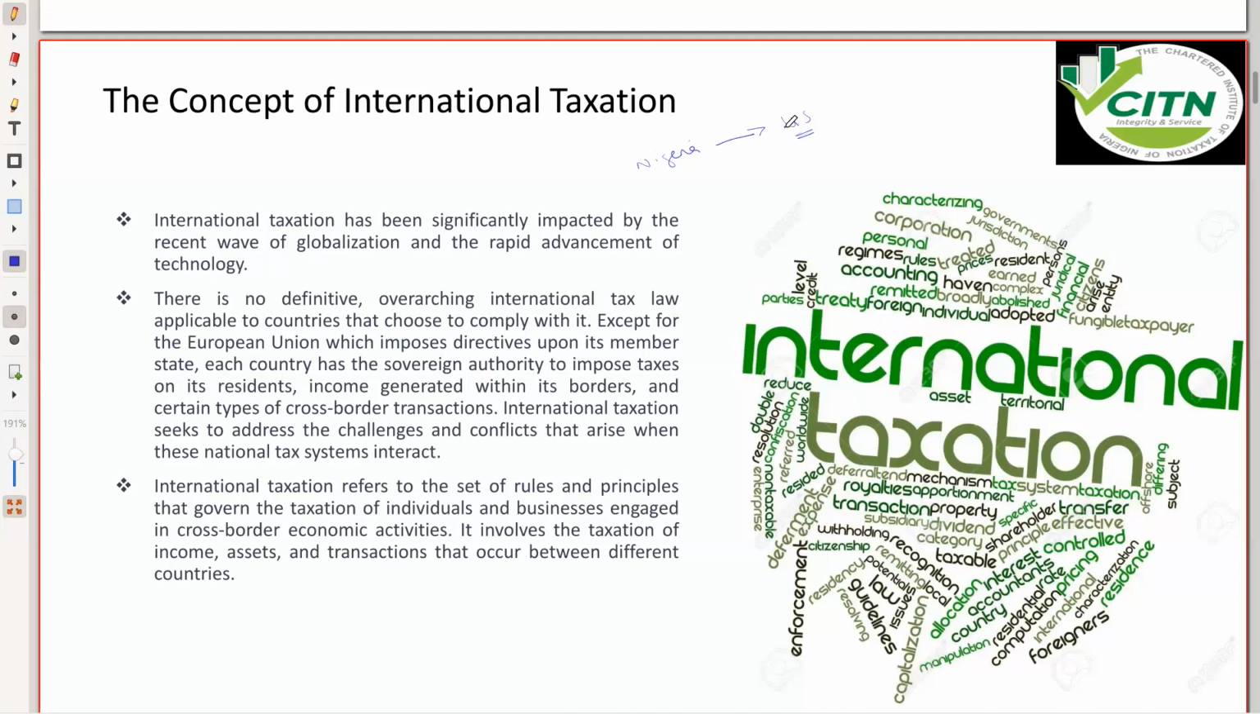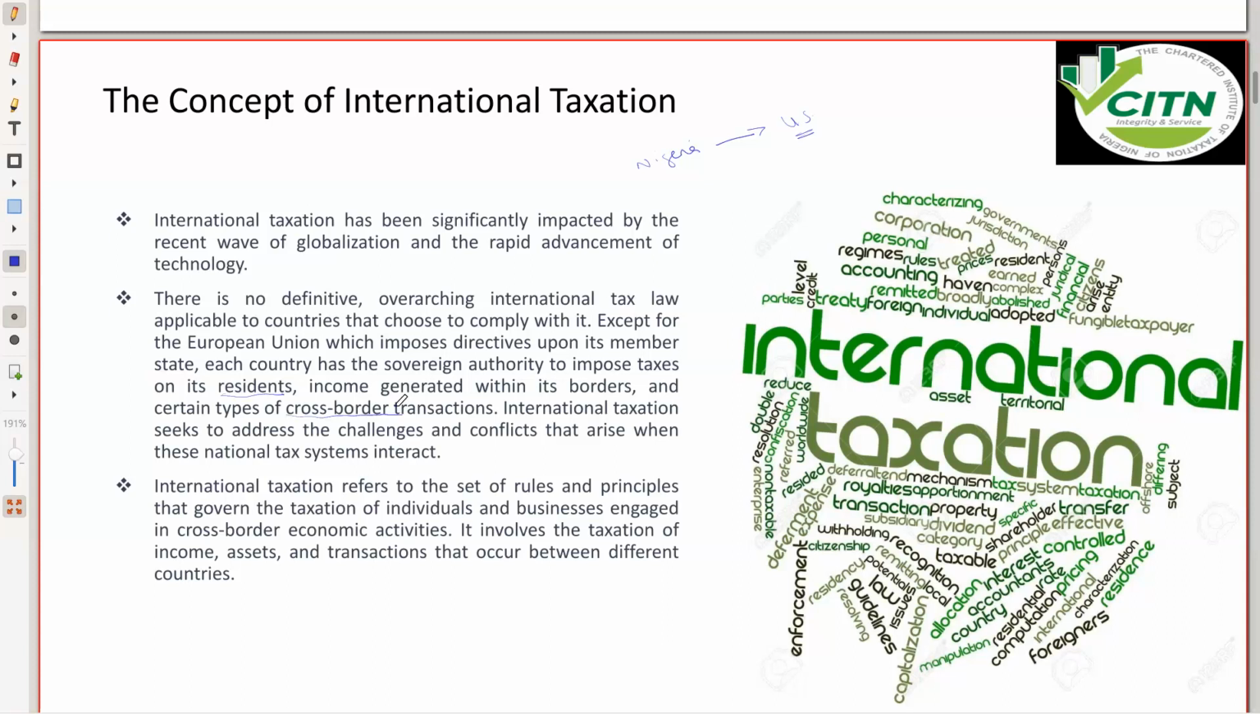There is, however, an exception, and that has to do with the European Union. We know that in the EU, they have a set of rules that govern transactions between all countries in the EU. Except for that, all other countries have to establish their own tax system. And the focus, like I said, will basically be on residents as well as income generated from cross-border transactions.